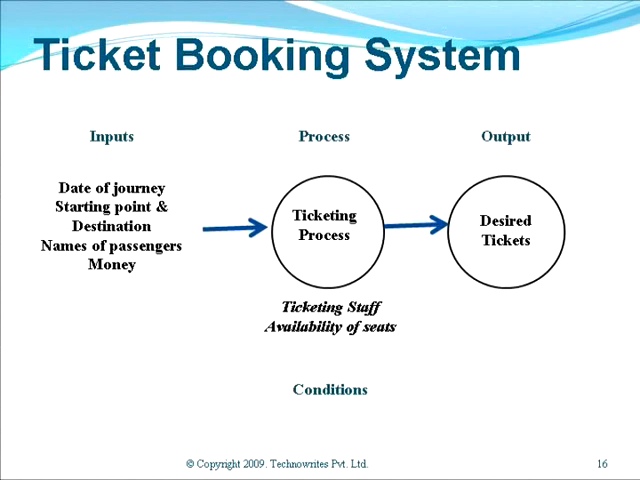In the inputs, you have got the date of journey, starting point and destination, names of passengers, and of course the money. The process consists of the ticketing process, which is subject to availability of ticketing staff and availability of seats. So these are our conditions: ticketing staff and availability of seats. The output of the system is the desired tickets that you wanted.